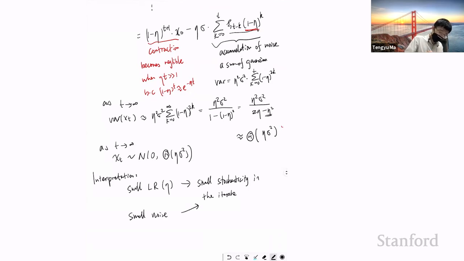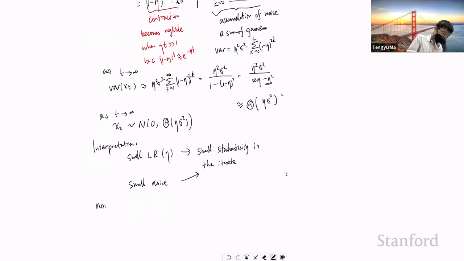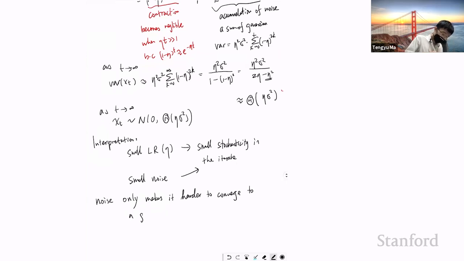Also, it implies the same thing, and so basically what happens here is that the noise only makes it harder to converge to a global mean.